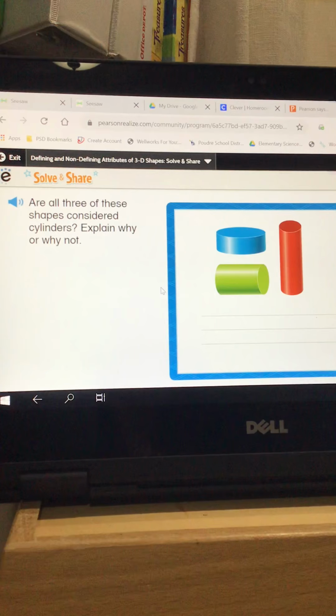Well, let's remember what a cylinder actually is. A cylinder has two flat faces and is round around the sides. Remember, there are no edges, two flat faces, and round. Do all of these have two flat faces? Yes, all of them have two flat faces. So if I were to write that, I can put that for my explain why. I can say yes.